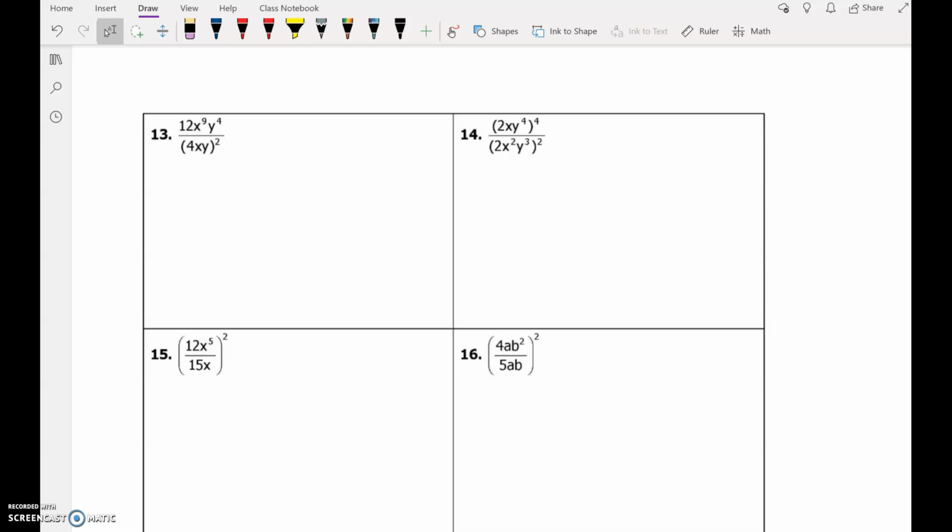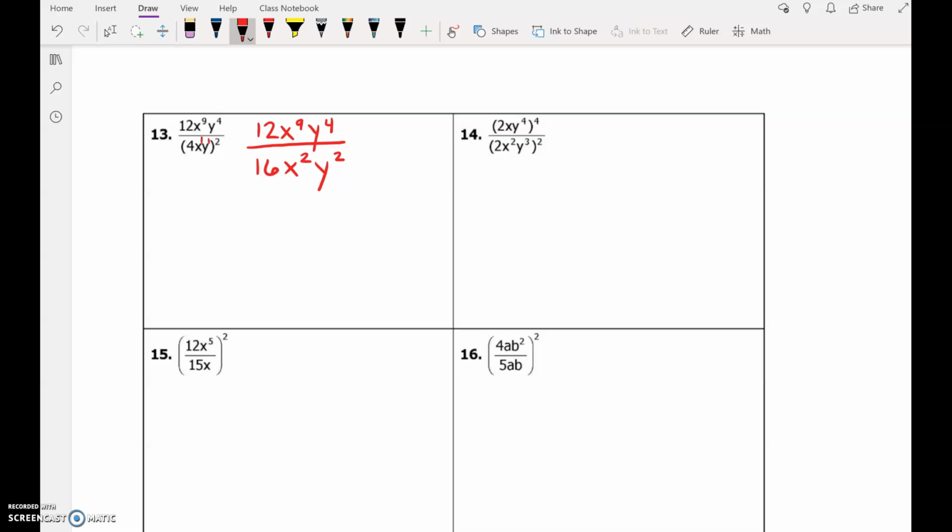13 and 14 are set up in a very similar way. So the top of this fraction is already reduced. We have to take care of the parentheses on the bottom before we can do anything further. So 4 to the 2nd power, that is 16. And then I'm going to multiply 1 times 2 to get x to the 2nd, and 1 times 2 to get y to the 2nd.